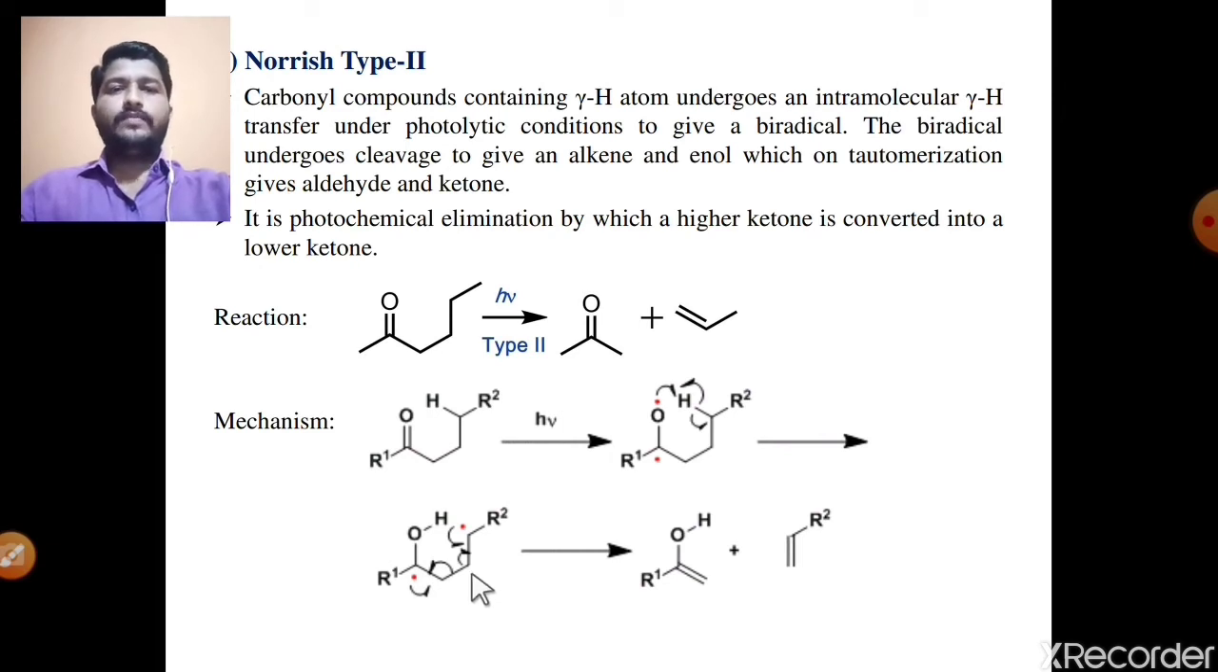Number second step is a homolytic cleavage of this bond between alpha carbon and beta carbon. There is a homolytic cleavage. After homolytic cleavage, it gives one enol molecule, and number second is an alkene molecule. The enol on tautomerization gives either aldehyde or ketone, meaning carbonyl compound. These are the simple Norrish type second reaction.